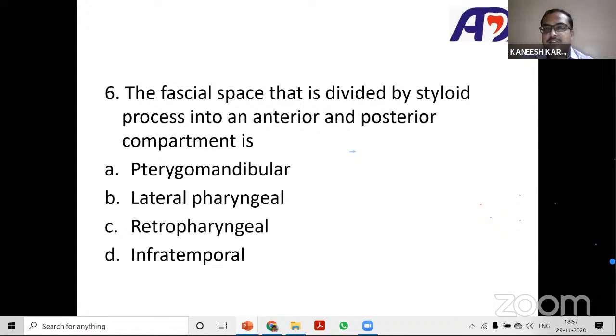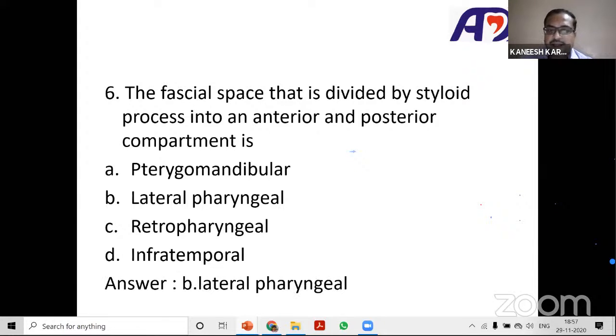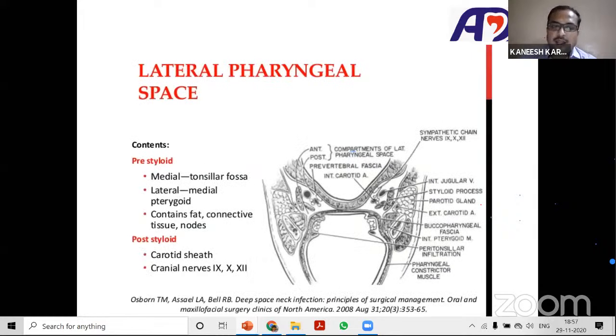The facial space that is divided by the styloid process into an anterior and posterior compartment is the lateral pharyngeal space. It has pre-styloid and post-styloid parts. Pre-styloid: medially the tonsillar fossa, laterally the medial pterygoid, containing fat, connective tissue and nodes. Post-styloid: the carotid sheath and cranial nerves 9, 10, 12.